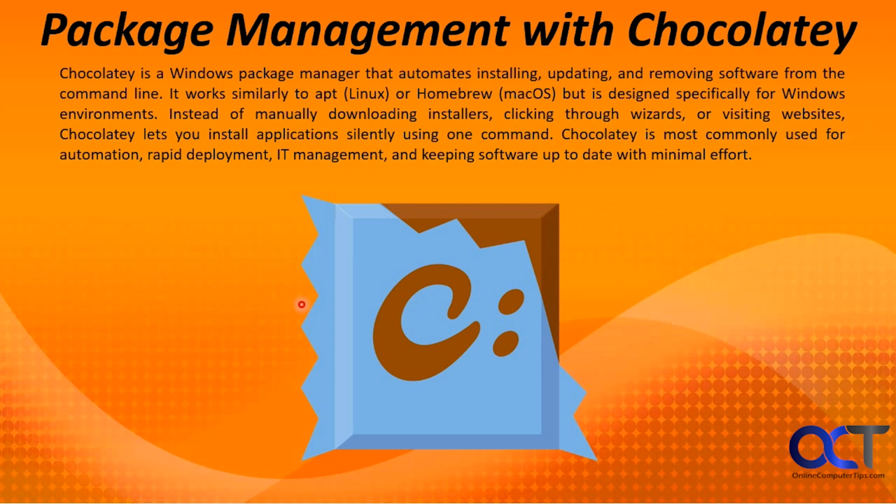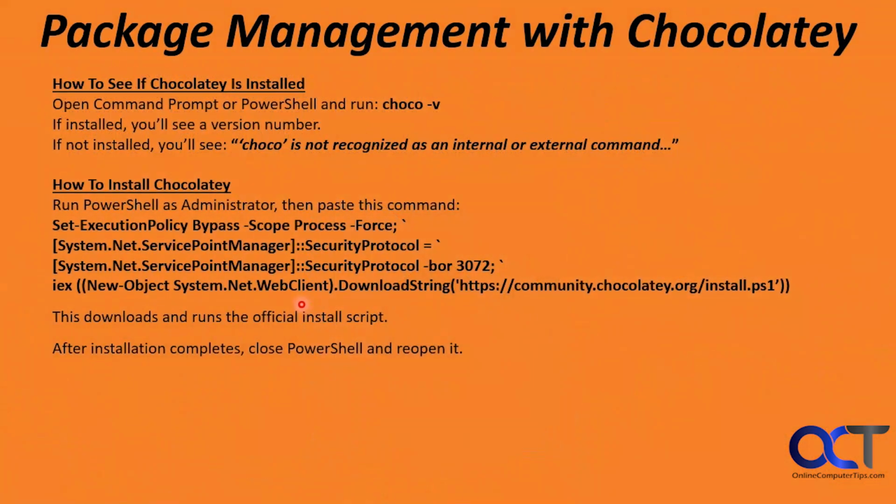All right, so we're just going to quickly go over some key aspects of Chocolatey, and then we'll go ahead and install it, and then we'll install some apps and show you how it works. All right, so first you need to see if it's installed. So you could open up a command prompt or PowerShell. Probably best to use PowerShell and then run choco -v. So if installed, you see a version number, and if not, you'll see a message such as "choco is not recognized as an internal or external command" with some other stuff after that.